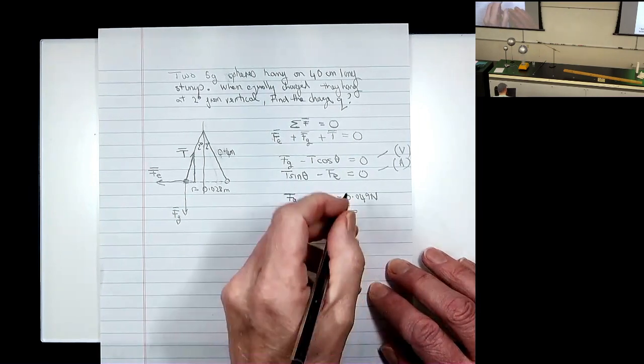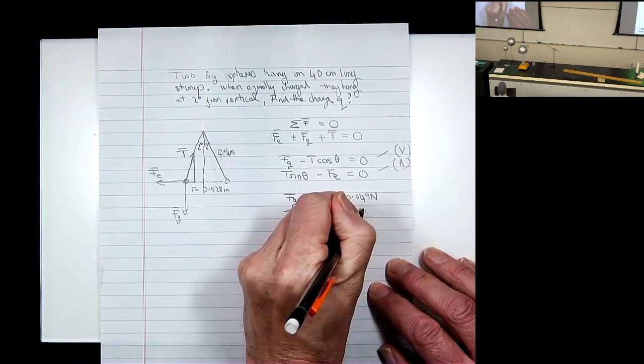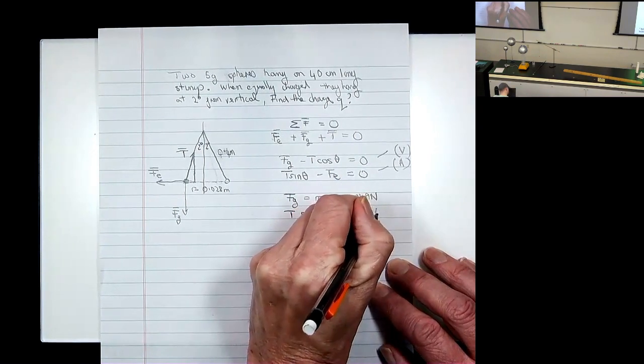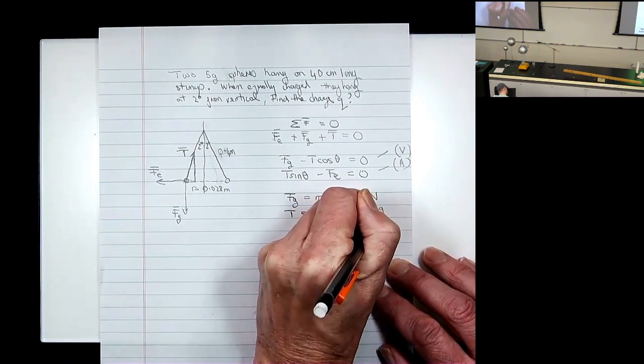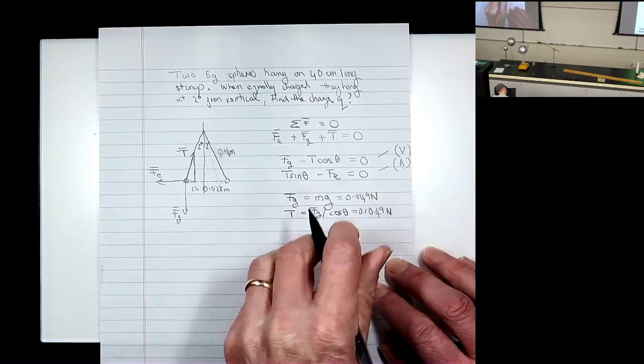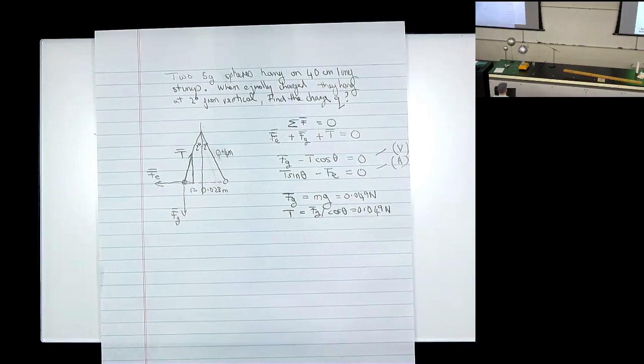If you plug in the numbers, to the number of digits I'm writing things down, it's also 0.049 newtons. It's actually, in the next digit, slightly smaller than that. It's because the angle was so small, T cosine theta is really close to T itself. So now we know the tension force is just fractionally less than 0.049 newtons. We want the electrical force.